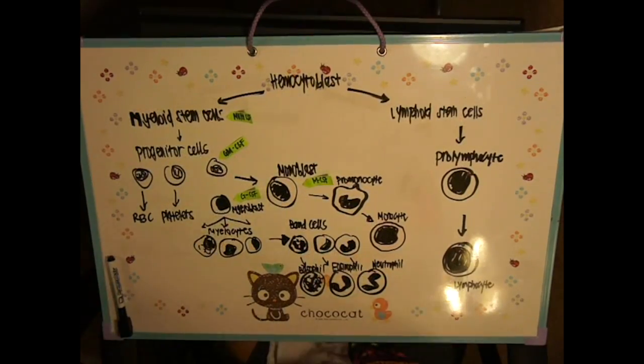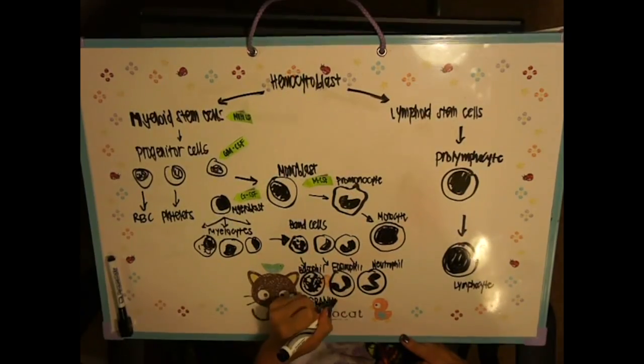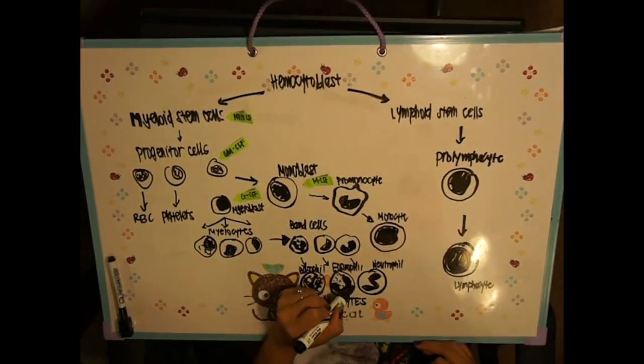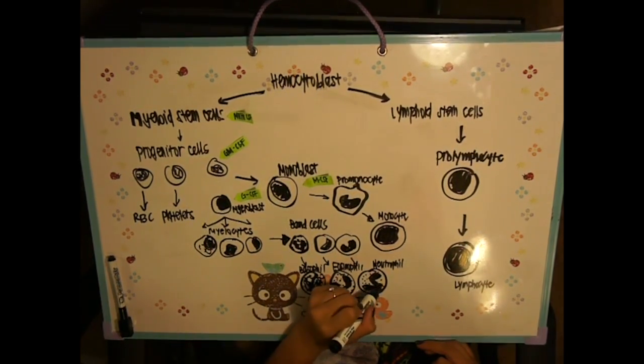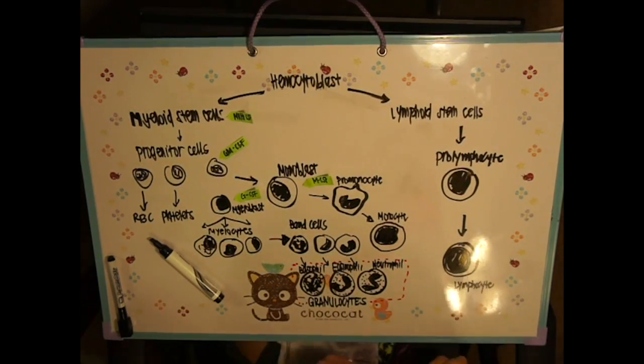So white blood cells are categorized into two different types. Basophils, eosinophils, and neutrophils are granulocytes. These types of blood cells have granules in their cytoplasm. Granulocytes develop from red bone marrow.